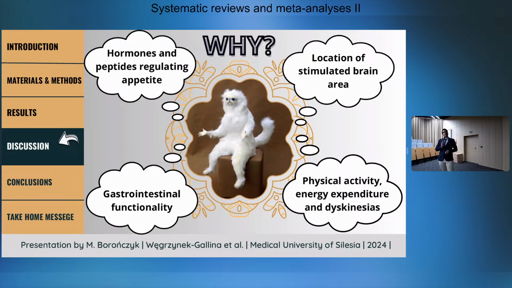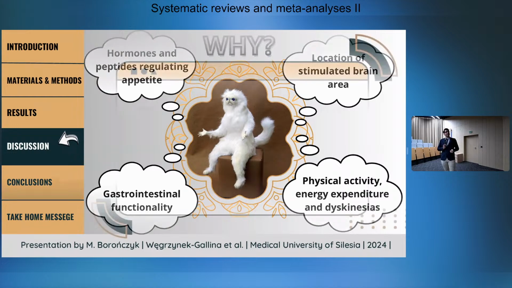The third hypothesis pays attention to the location of the stimulated brain area, and it seems that both the bilateral localization of electrodes and the subthalamic nuclei localization of the electrodes promote weight gain. And last but not least, the hypothesis about physical activity and energy expenditure says that if we reduce the patient's symptoms like tremor, which is the main symptom in Parkinson's disease, it leads to less energy expenditure, and this energy could be stored and leads to weight gain.